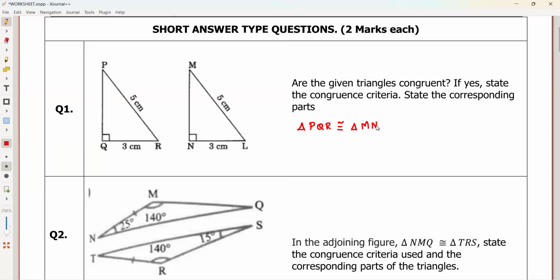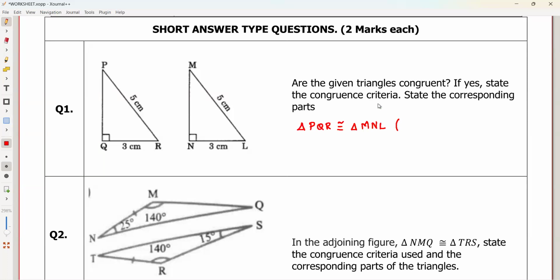Here you're starting with M and NL, right? So triangle PQR should be congruent to triangle MNL, same direction. Right. If yes, state the congruence criteria. So how can you say these two triangles are congruent? Sir, by the corresponding parts, sir.